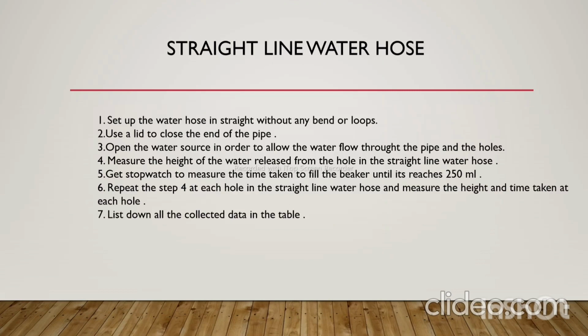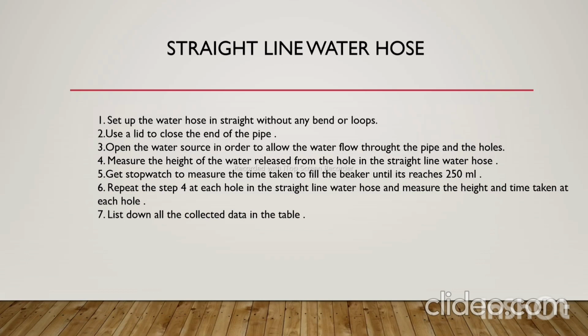Next is the straight line water hose. First, we have to set up the water hose straight without any bend or loops. Use a lid to close the end of the pipe. Open the water source to allow the water to flow through the pipe and the holes. Measure the height of the water released from the hole in the straight line water hose. Use a stopwatch to measure the time taken to fill the beaker until it reaches 250 milliliters. Repeat step 4 at each hole in the straight line water hose and measure the height and time taken at each hole. List down all the collected data in the table.